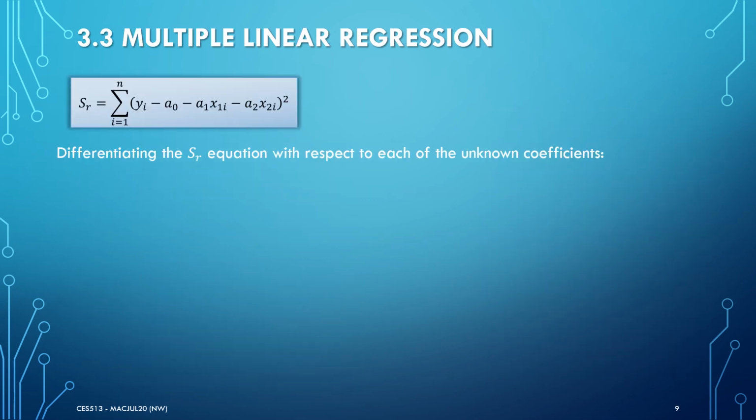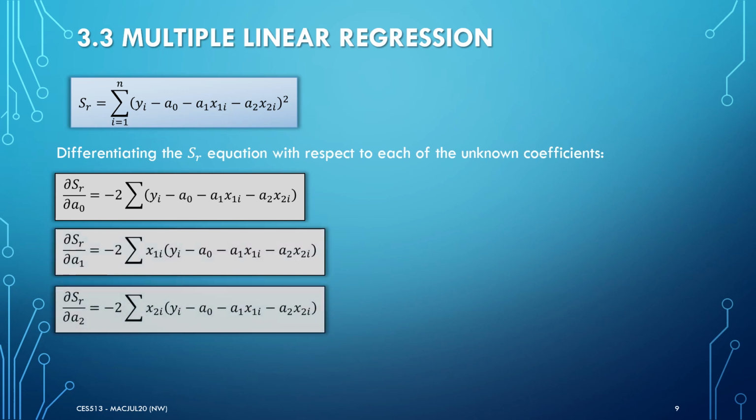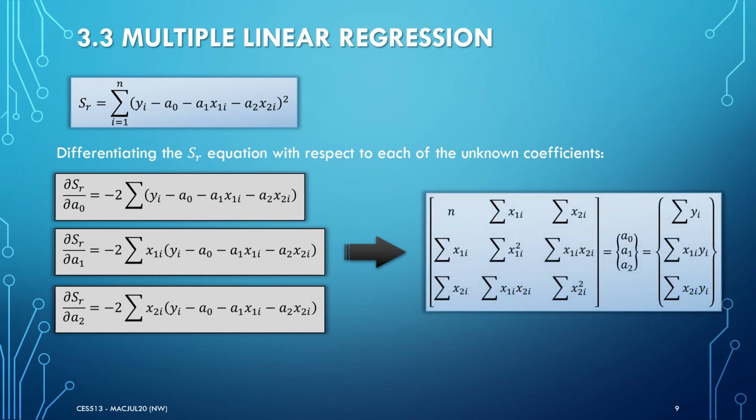Then the equation for the sum of the squares of the residuals is differentiated with respect to each of the unknown coefficients, which are a0, a1 and a2. The coefficients yielding the minimum sum of the squares of the residuals are obtained by setting the partial derivatives equal to 0 and expressing the result in matrix form as shown here.